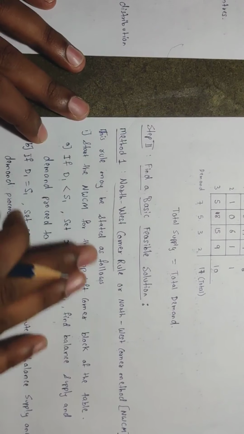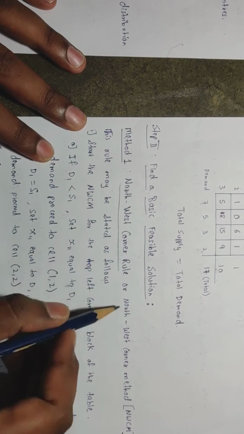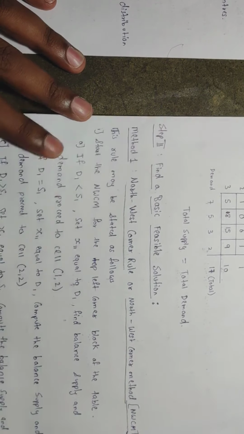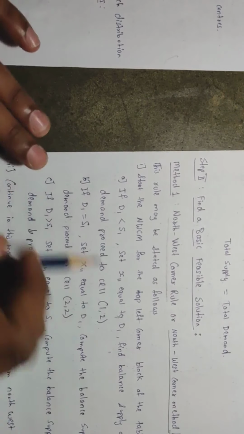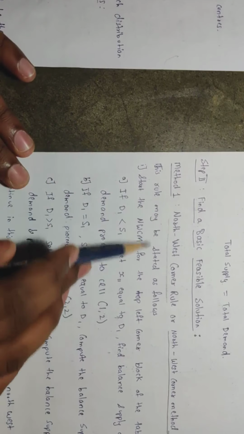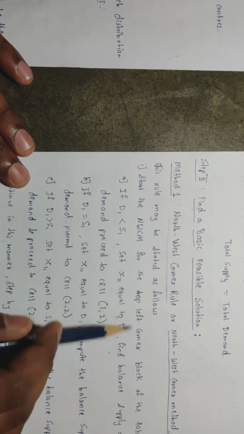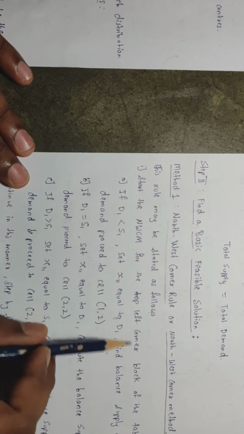Okay, so let us start with the northwest corner rule. We can call it northwest corner rule or even northwest corner method. So what are the basic rules to solve this problem? Here I have written some 3 conditions, so please note it here. This rule may be stated as follows. First one, start with the top left corner block of the table. So you have to start from the top left corner block.